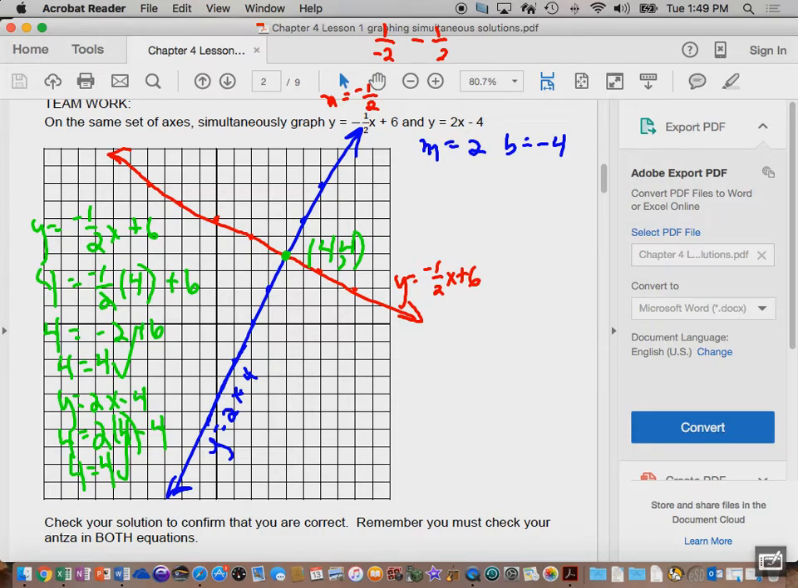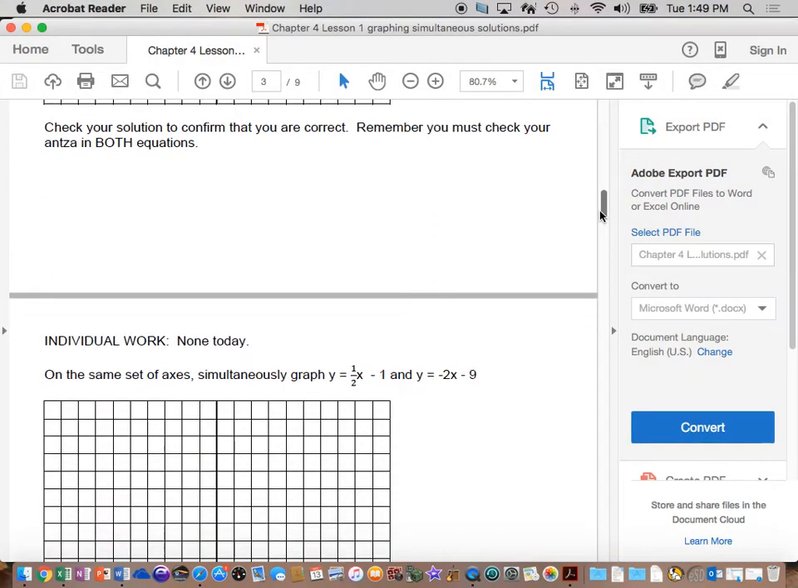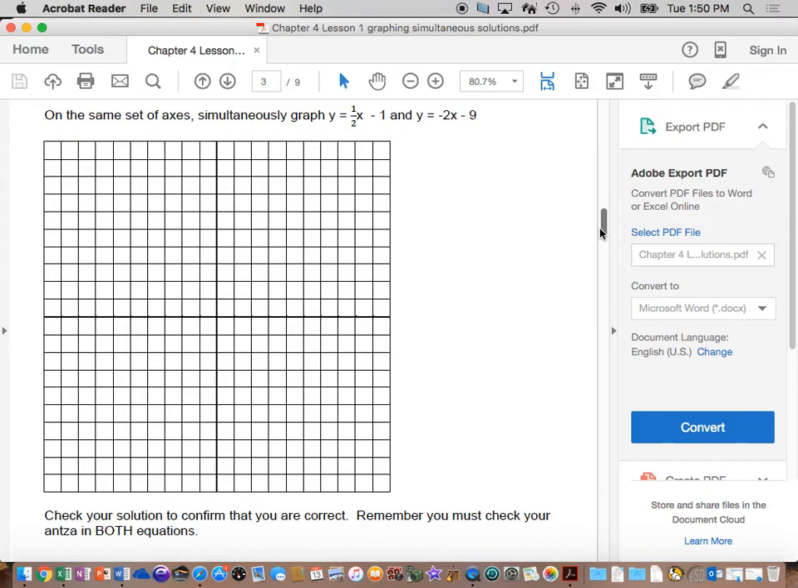So what you're expected to do anytime you do one of these is you graph the first line, get your hood down, Alex. We graph the second line, and we find the coordinates where the two of them meet. Okay. Try those two.